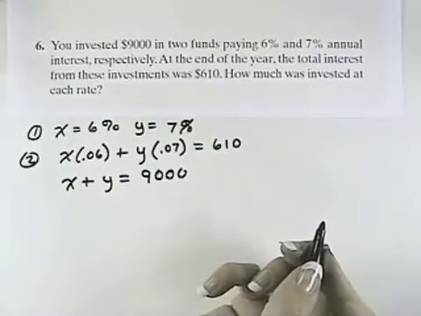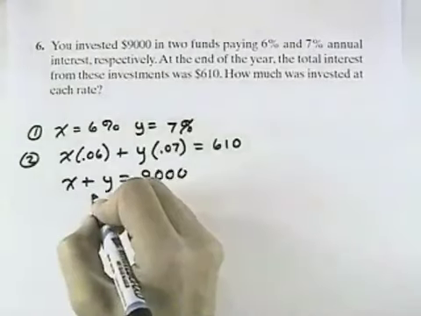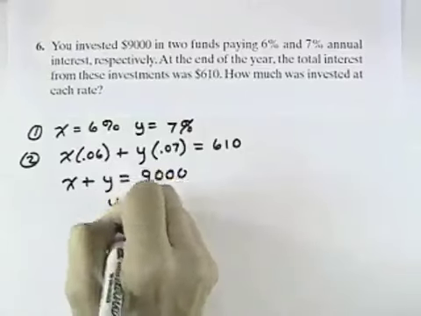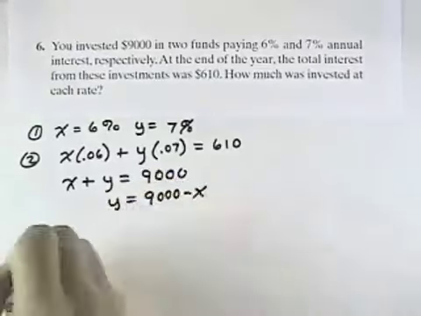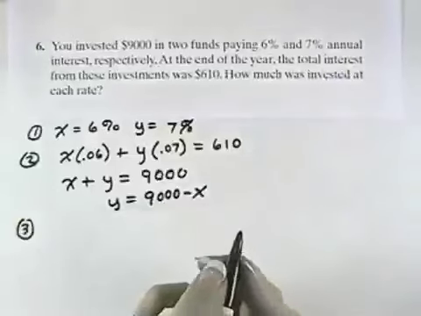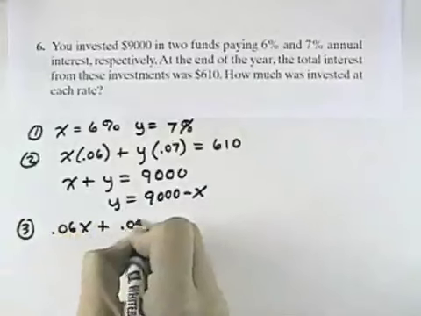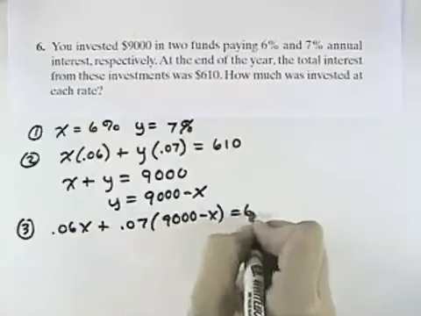So what we can do at this point then is solve these equations by, let's say I take this second equation here and solve for y. I would have y equals 9,000 minus x. And I could substitute that in step 3 to the original equation so that I have 0.06x plus 0.07 times my 9,000 minus x should equal 610.